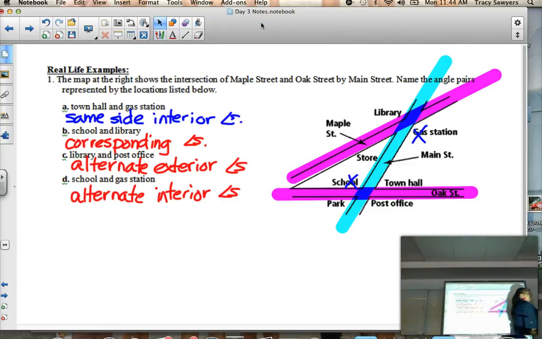Anybody got questions about any of those? Memorizing. You're going to have to memorize. But the positions should make sense: if they're interior, if they're exterior, if they're alternating, which means you're jumping back and forth. All right? Let's keep going.